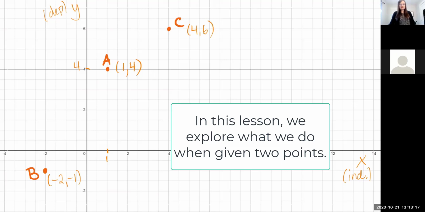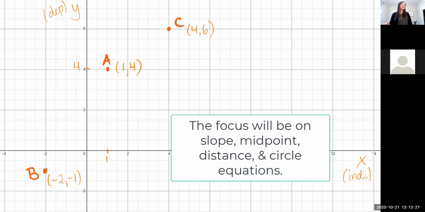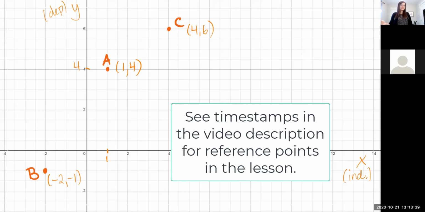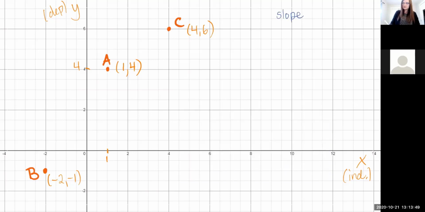Okay, so coordinate grid. What are some things we can do between points? So let's say A and C, we can find certain things. We can find the line equation between A and C. We can find the slope between A and C. So let's just write down some things we could find between A and C. We could find the slope. We could find what else?